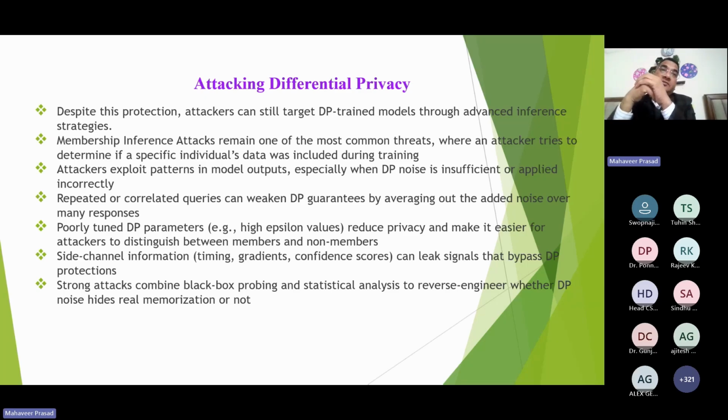Then side channel attacks. These are not performed directly on the models; they basically find information through timing, gradient leakage, and confidence variation. So there are many other ways by which we can lose our data.